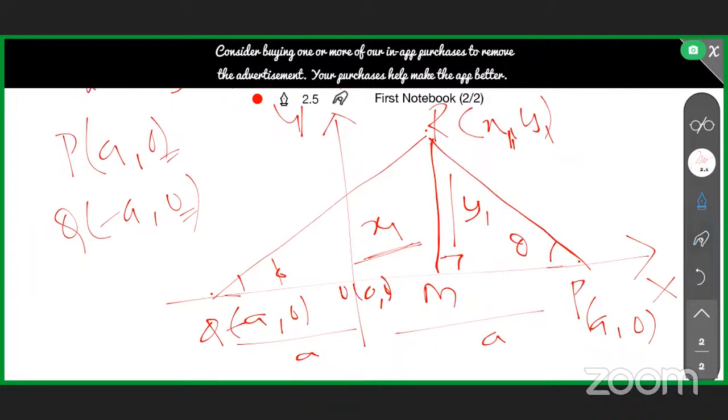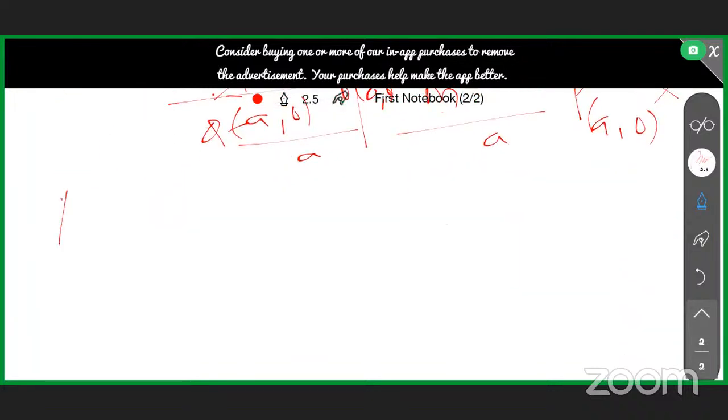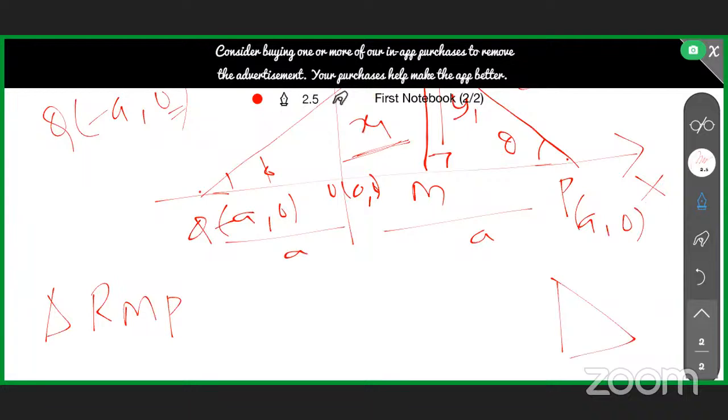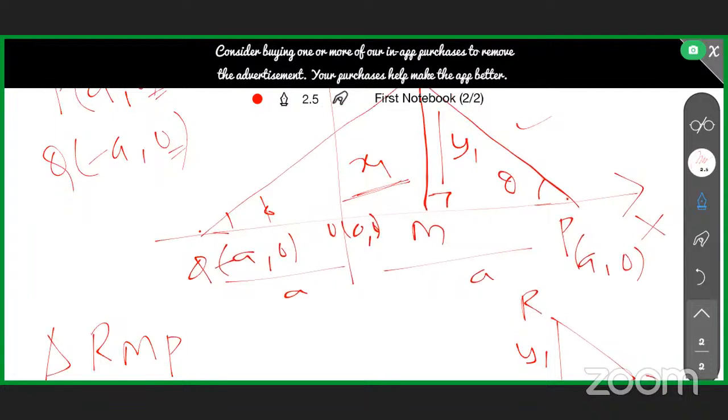Now I'll consider the first triangle RMP. I'll draw the triangle RMP here for reference. This is R, this is M, this is P, and this is y1. Look at this diagram now. From O to M it is x1. From O to P it is a. I want the value of MP or PM. What is the value of MP or PM?